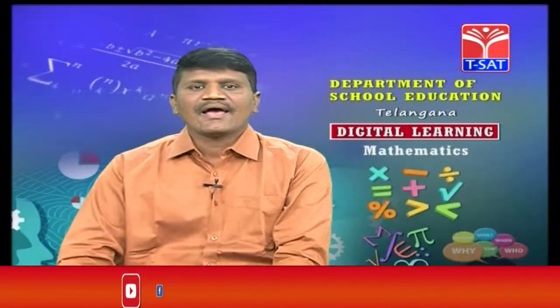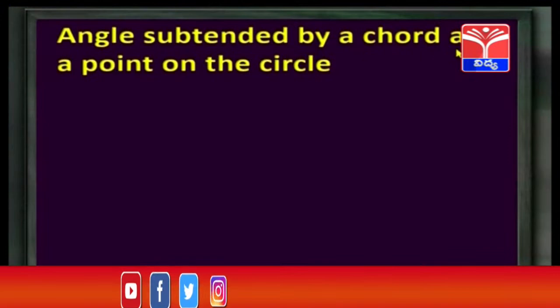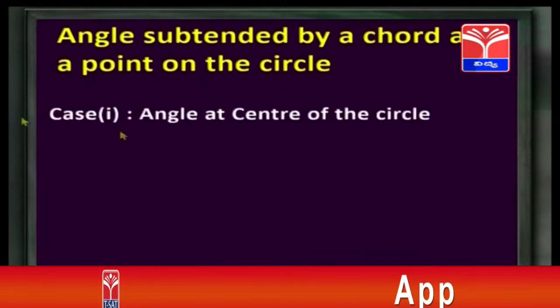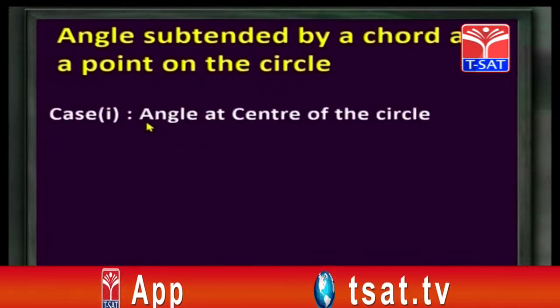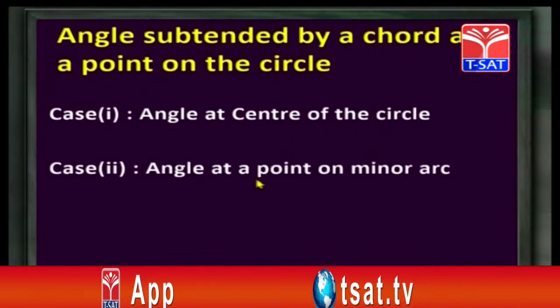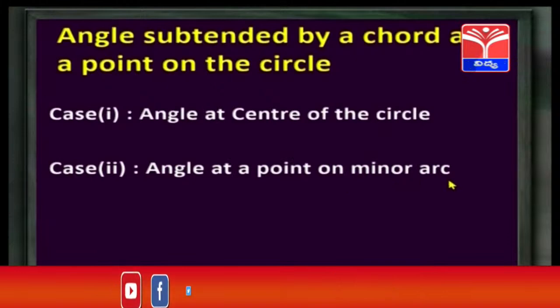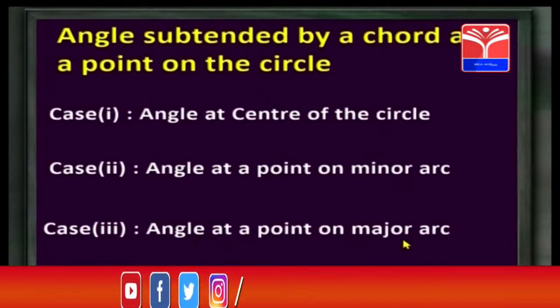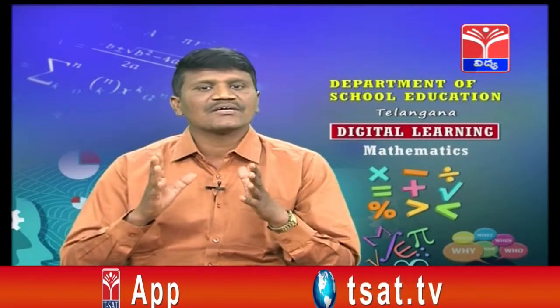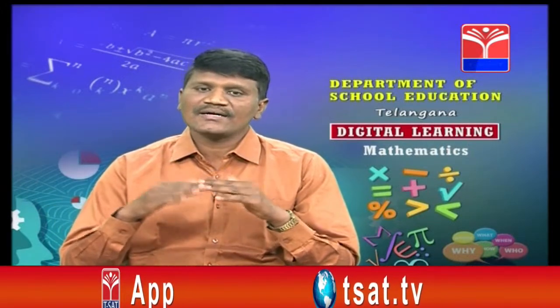Now, let us see the angle subtended by a chord at a point on the circle. In this case, we have three cases. First one is the angle at the center of the circle, second is the angle at a point on the minor arc, and third is the angle at a point on the major arc.